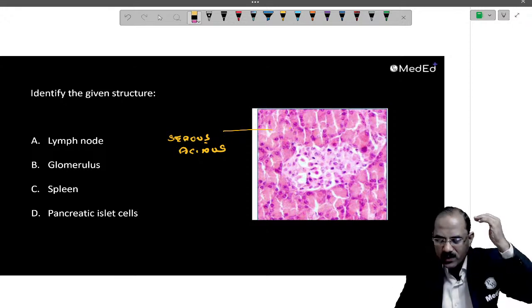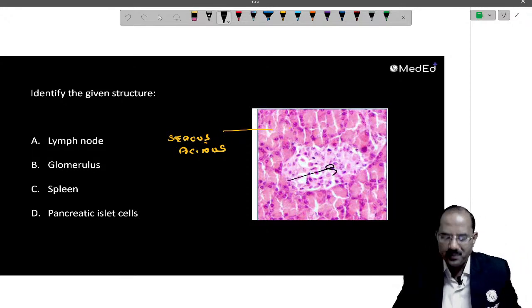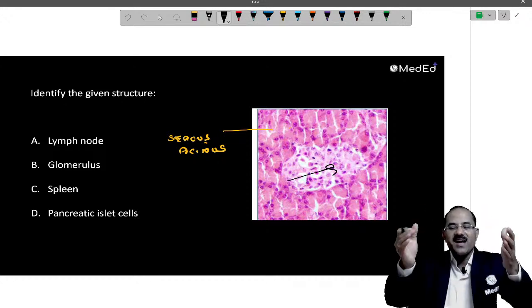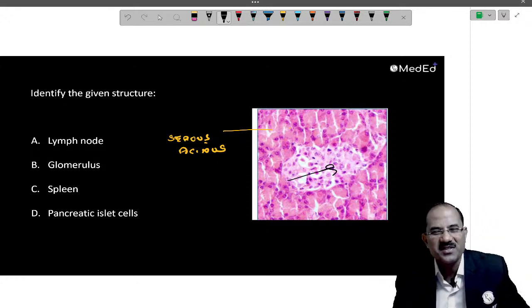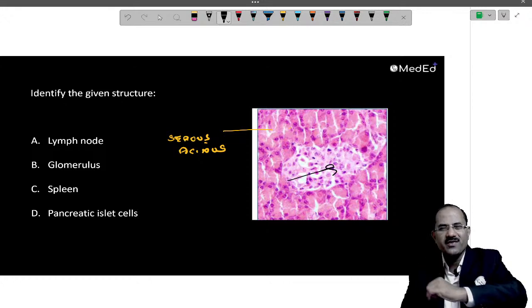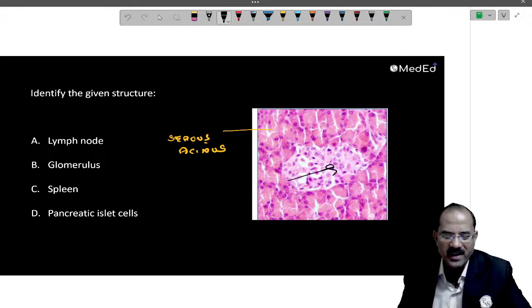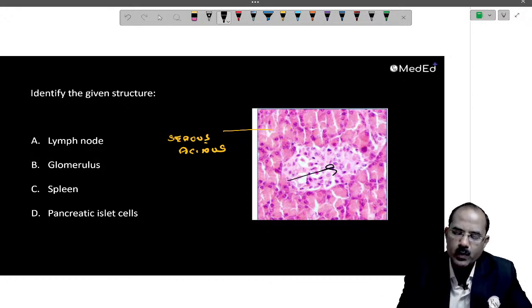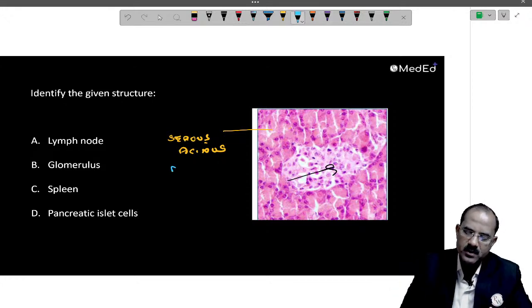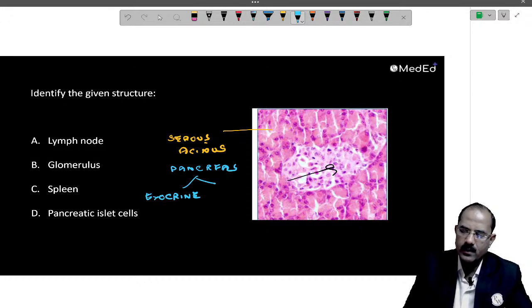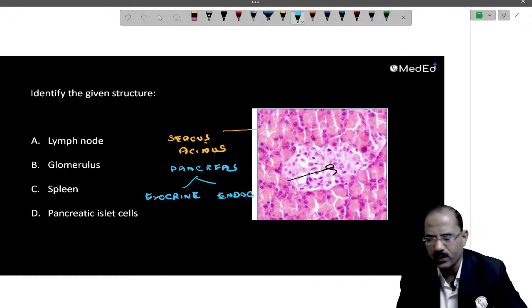But the moment I look into this, any guesses what is this? These are the islets of Langerhans. So the moment you get these islets of Langerhans, you are definitely sure that this is pancreas. Pancreas has got two parts. One is the exocrine part and the other one is the endocrine part.